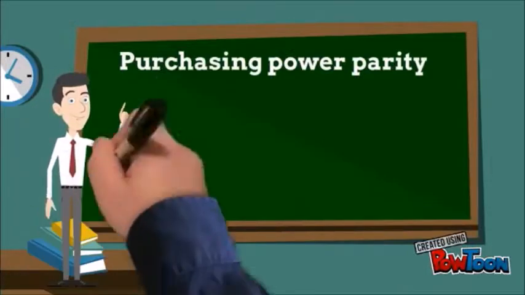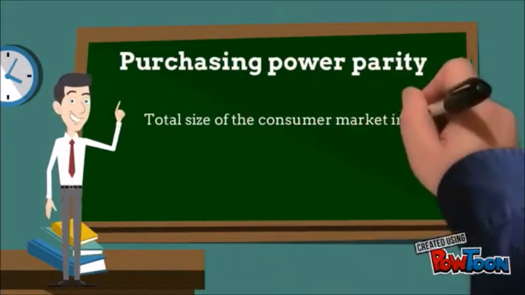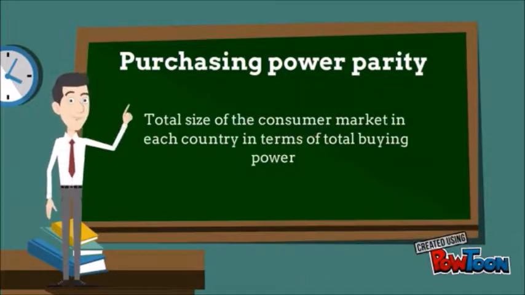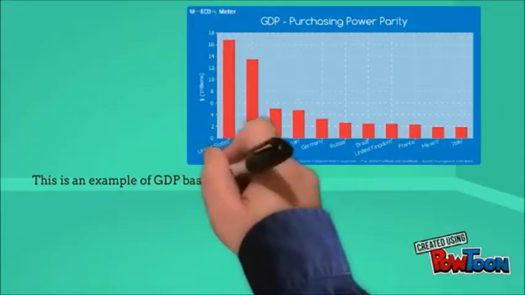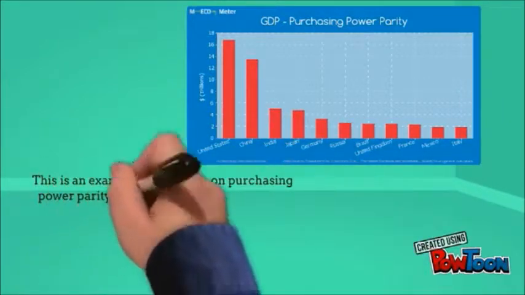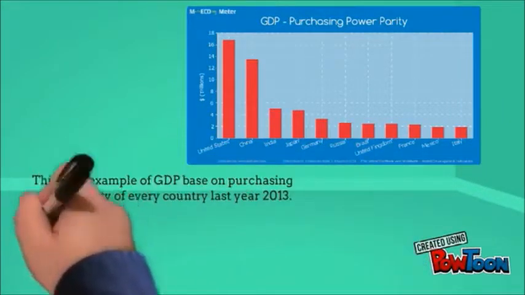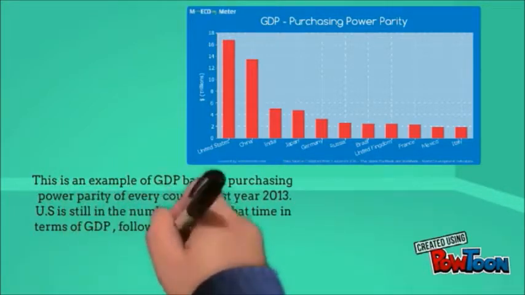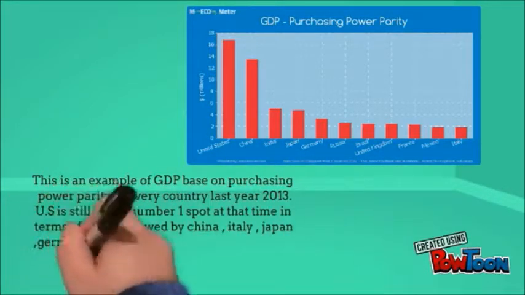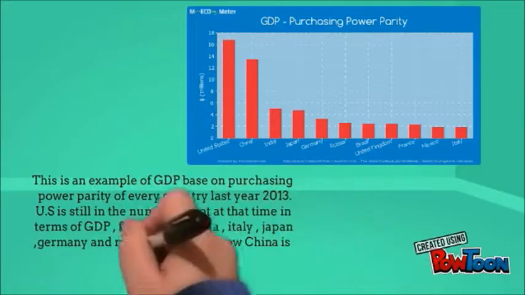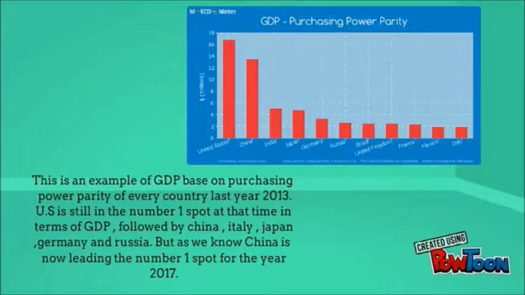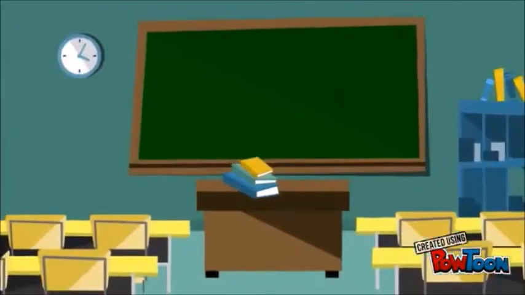Purchasing power parity: the total size of the consumer market in each country in terms of total buying power. This is an example of GDP based on purchasing power parity of every country last year, 2013. The US was still the number one spot at that time in terms of GDP, followed by China, Italy, Japan, Germany, and Russia. But as we know, China is now leading the number one spot for the year 2017.